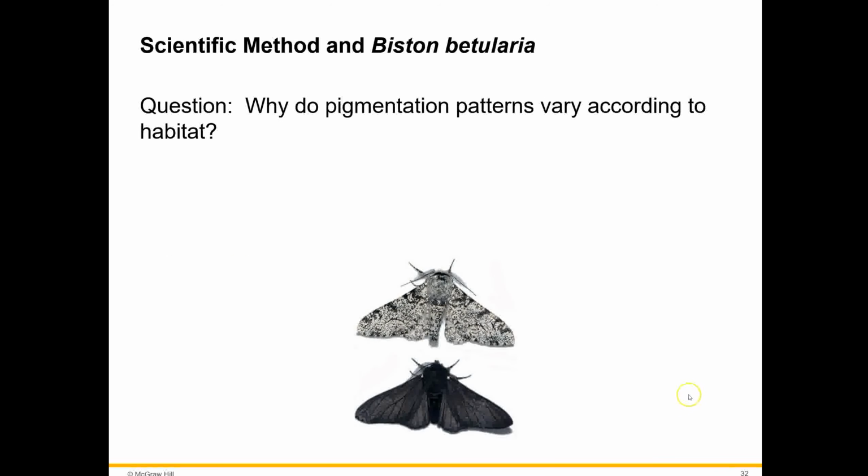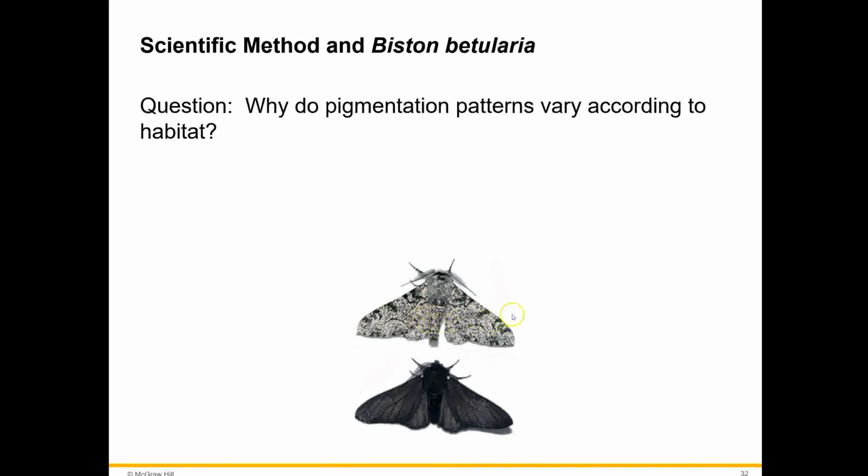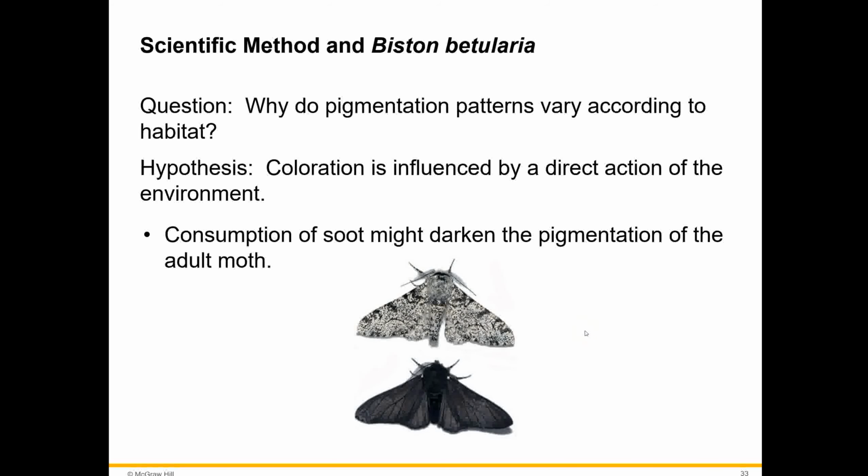And so the question is, why do pigmentation patterns vary according to habitat? Why do we see so many dark moths in polluted areas when compared to these light moths? Or why do we see so many light moths in unpolluted areas? And so the hypothesis might be that coloration is influenced by a direct action of the environment. Maybe they're actually eating the soot. Maybe the soot is just getting on their wings and making them turn dark.